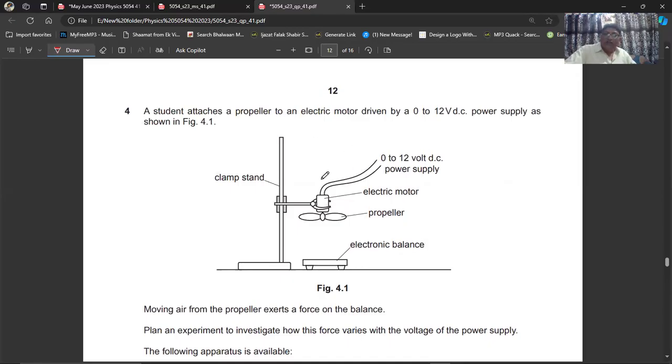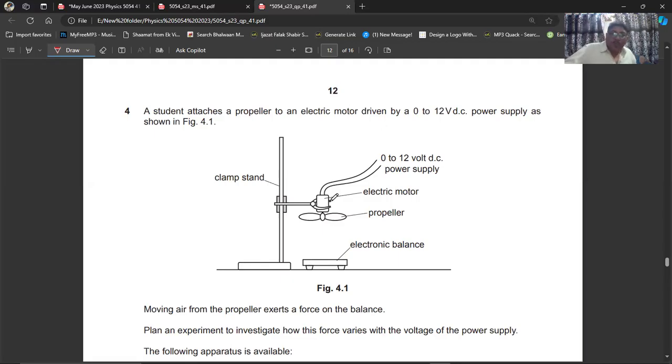So parallel to this motor, attach a voltmeter and keep the voltage of the power supply on 2, close the switch. This propeller will start rotating. Note down what is the reading on the electronic balance.